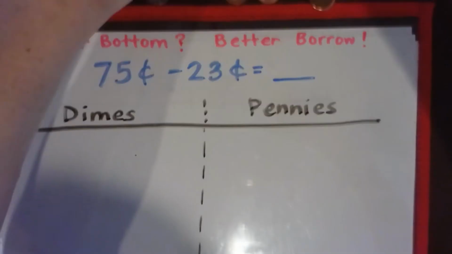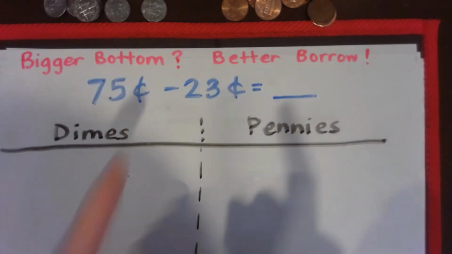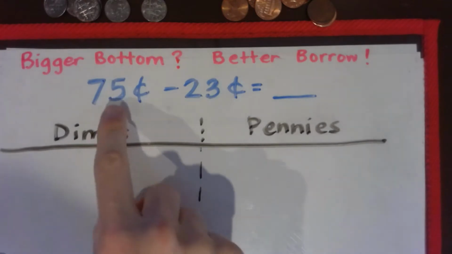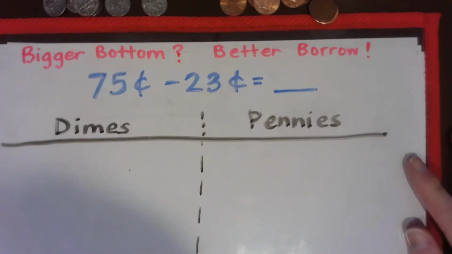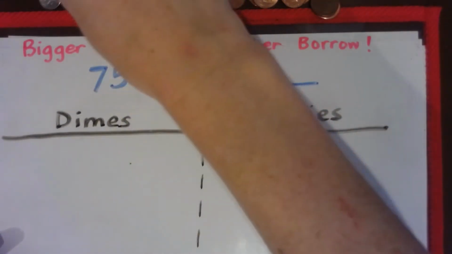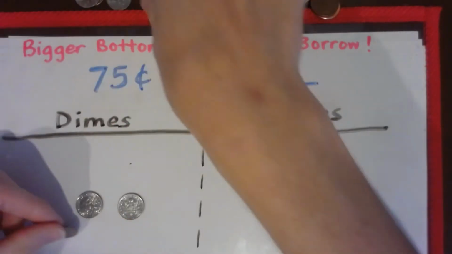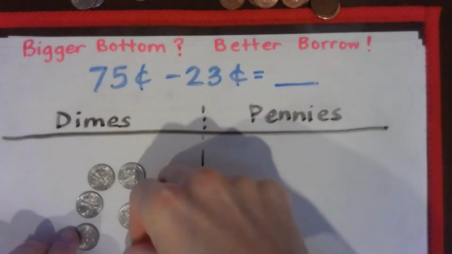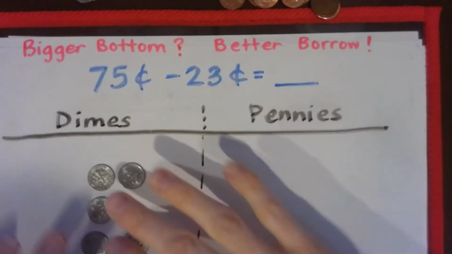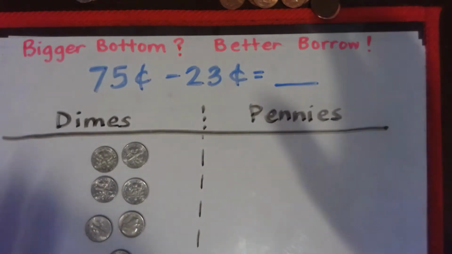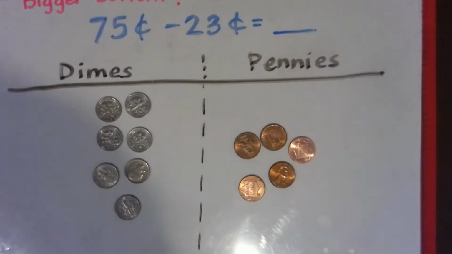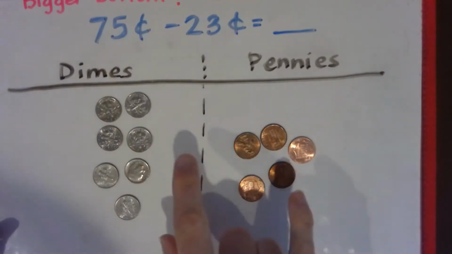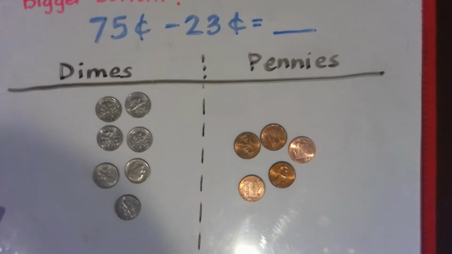Don't mind this saying on the top. That's something we're going to think about when we're subtracting. But right now we have 75 cents, and we're taking away, so minus 23 cents. Let's show that using dimes and pennies. So 75 cents would be 10, 20, 30, 40, 50, 60, 70, and 5 pennies would be 1, 2, 3, 4, 5. Now we have 75 cents. Let's take away 23 cents. So how are we going to take that away? What do you think?